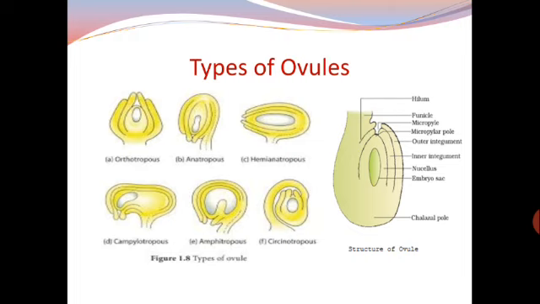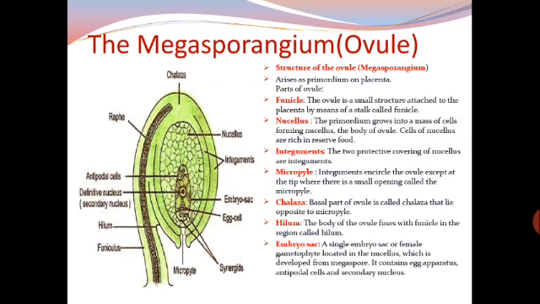Now here are the types of ovules. The first one is orthotropous, the second is anatropous, the third is hemianatropous, the fourth is campylotropous, the fifth is amphitropous, and the last one is circinotropous. Now in the exam, a question may be asked as: describe the anatropous ovule. What we discussed earlier is the anatropous ovule, which is inverted. This is an anatropous ovule.